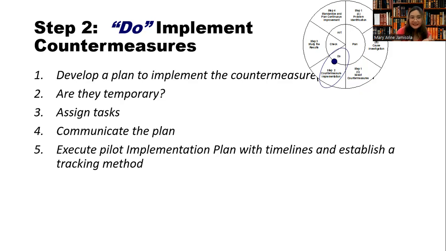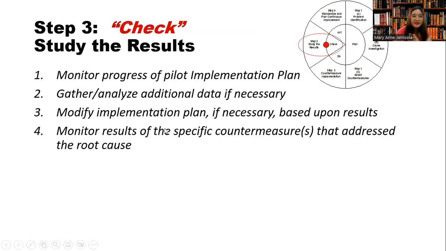And then assign tasks to the individuals that are in charge for this particular responsibility, and then communicate the plan to all persons involved, execute pilot implementation plan with timelines, and establish a tracking method. So there should be like a deadline so that we could really measure our progress. Okay. And then step 3 is to check or study the results.